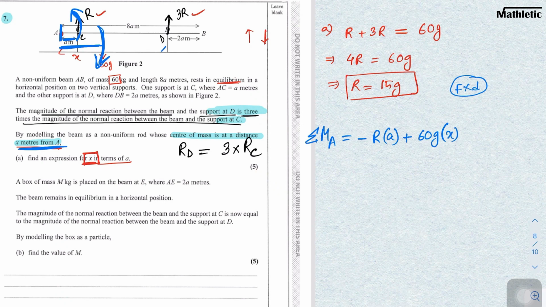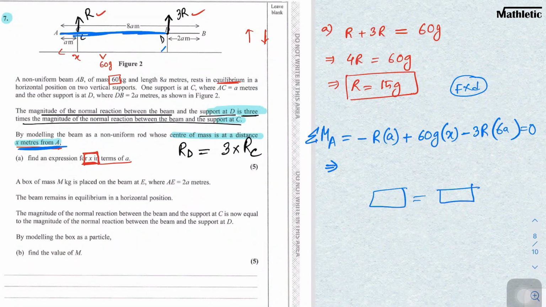Next, for point D, this 3R is giving an anti-clockwise moment, so minus, and the distance AD, we need the distance AD. The total distance is 8a and we need the distance for AD. So 8a minus 2a, that's 6a. So AD is actually 6a, equals 0. You can even use the clockwise moment on one side and the anti-clockwise moment on the other side. It's the same equation.